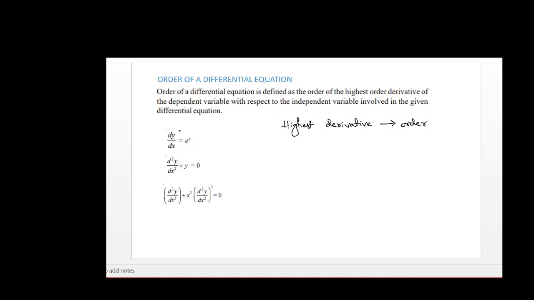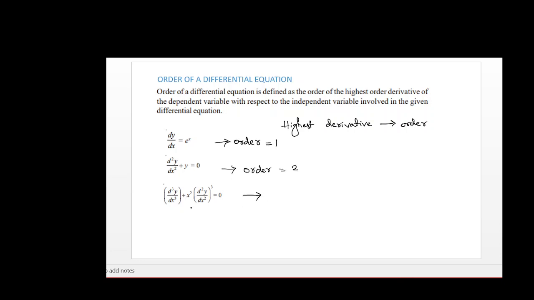First of all, this contains derivatives as well as dependent and independent variables. An equal to form is there between the expressions. Equal to 0, I can always write by moving e power x to the left hand side. So it is an equation, and I can always find the order of the differential equation. In this one, what is the highest derivative? dy by dx is the highest derivative. So for this example, the order is 1. And for the second example, d square y by dx square is the highest derivative, so the order of this differential equation is 2.